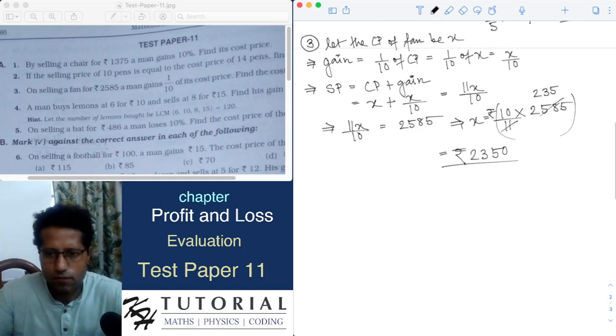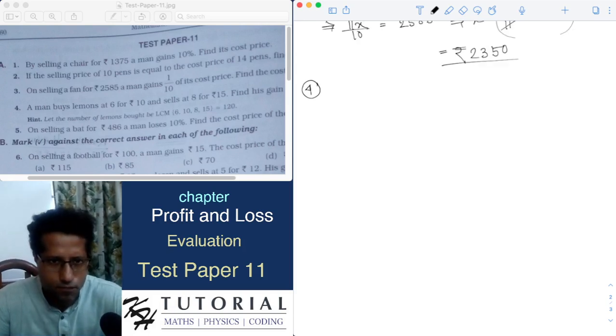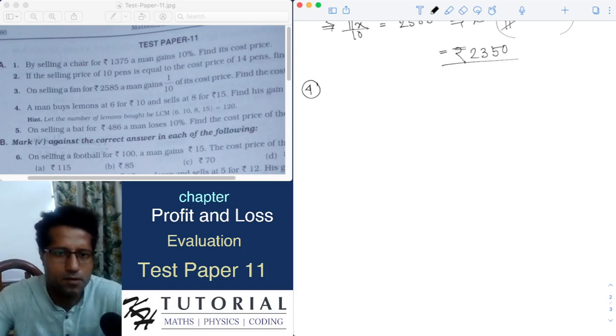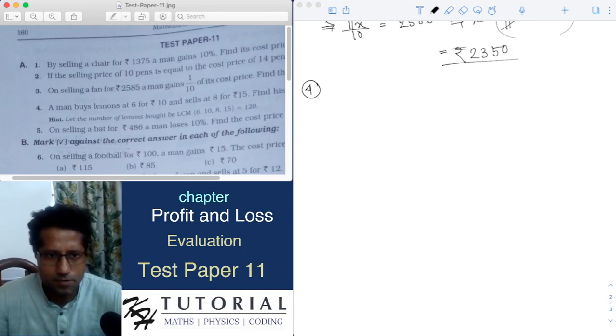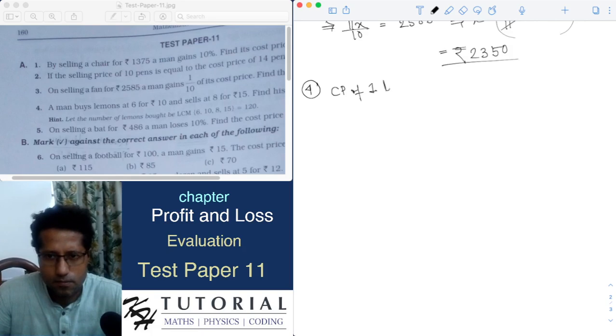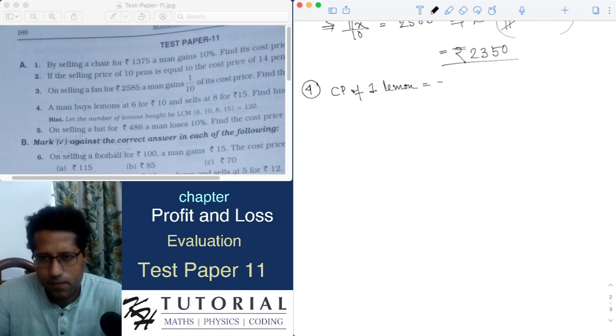Okay, let's do problem number 4. Problem number 4 says a man buys lemons at 6 for rupees 10 and sells at 8 for rupees 15. Find his gain percent. So it is given that a man buys lemons at 6 for 10 and sells at 8 for 15. So the cost price of one lemon, since the man buys 6 lemons for rupees 10, will be rupees 10 by 6. This is rupees 5 by 3.